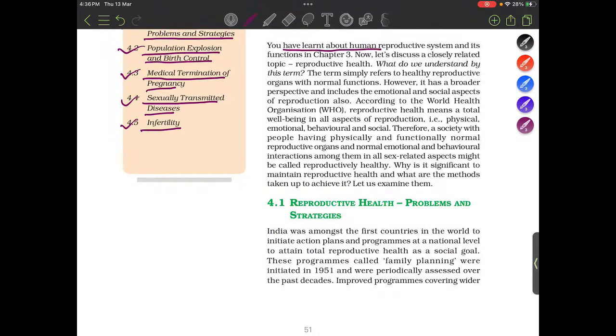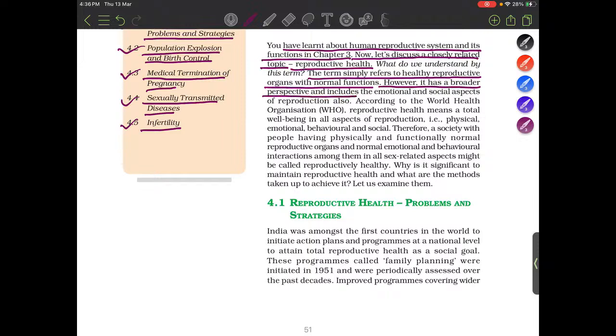You have learnt about the human reproductive system and its function in chapter 3. Now let's discuss a closely related topic, reproductive health. What do you understand by this term? The term simply refers to healthy reproductive organs with normal functions. However, it has a broader perspective and includes the emotional and social aspects of reproduction also.